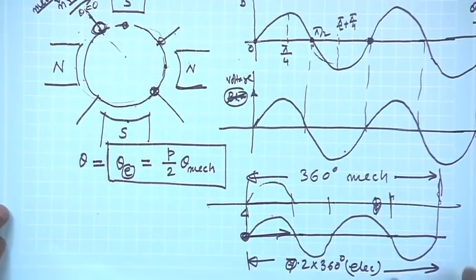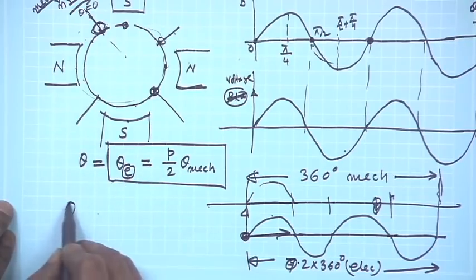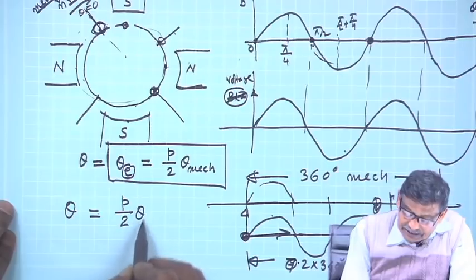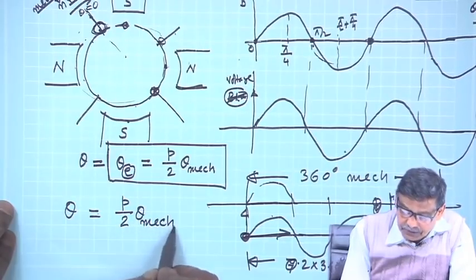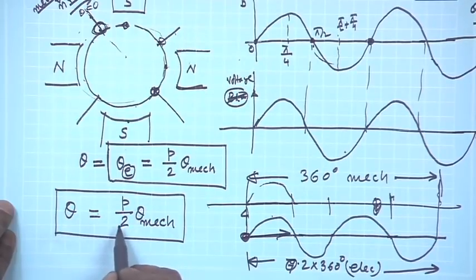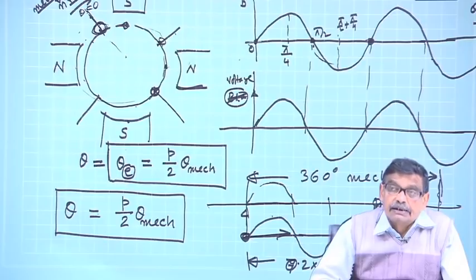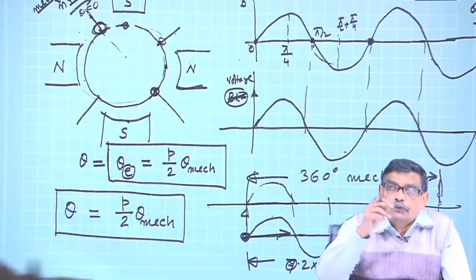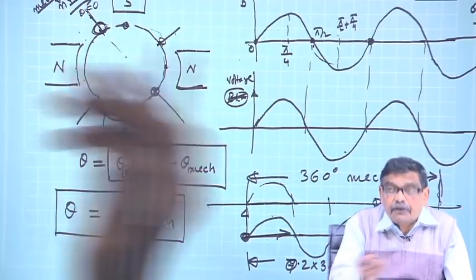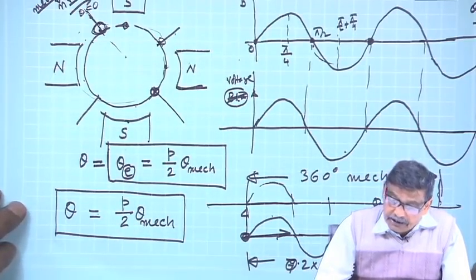Understood? So, this is very important. Electrical angle is equal to P by 2 theta mechanical, and one should not forget, if it is a 6 pole machine, it will be 3 times the mechanical. 3 cycles of EMF will be generated when the conductor moves a mechanical angle of 360 degree round.